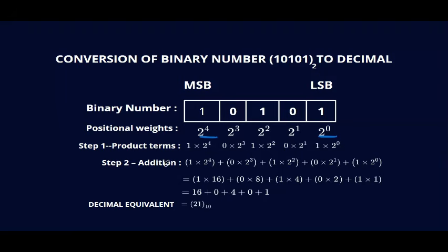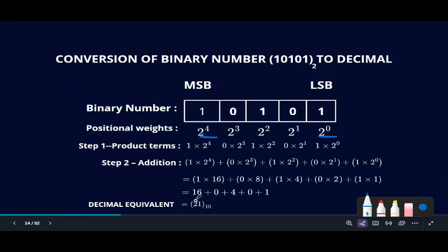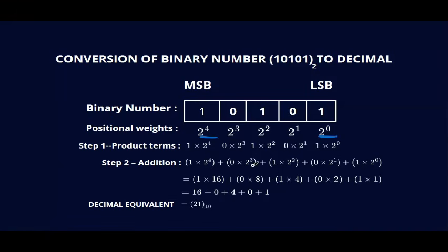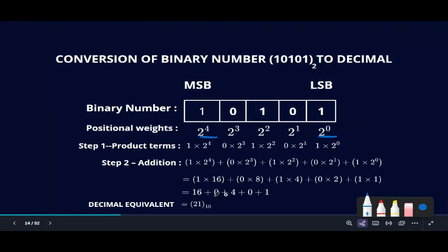Next step is addition. That is, we add all these product terms obtained in this step to get the sum. So here we get 1 into 16 because 2 raised to 4 is 16. Next, 2 cube is 8. So 0 into 8 plus 1 into 4 plus 0 into 2 raised to 1, which is 0 into 2, plus 1 into 2 raised to 0, which is 1 into 1. So adding all this, we get 16 plus 4 plus 1, which is equal to 21.